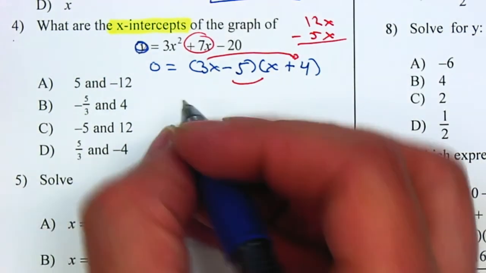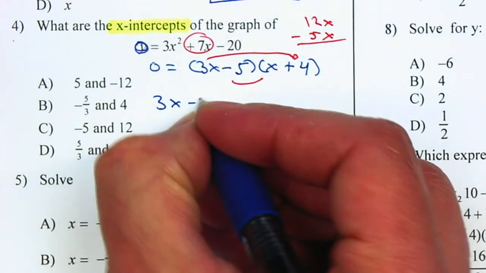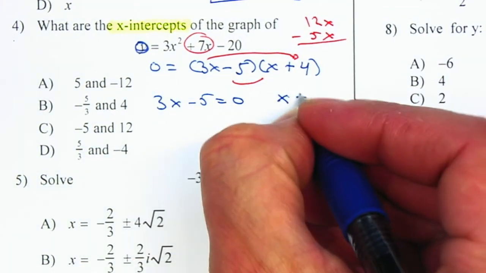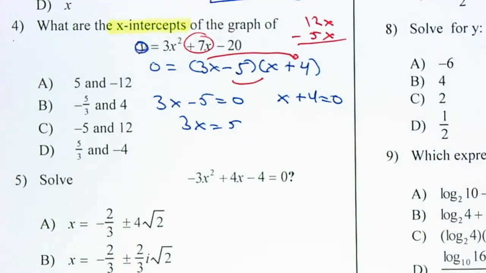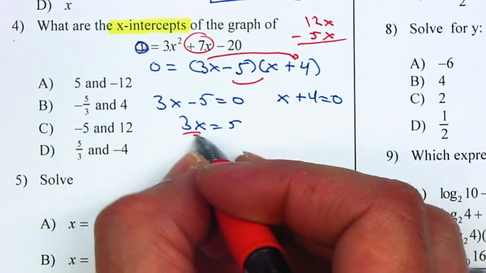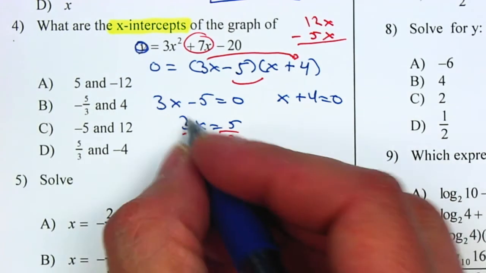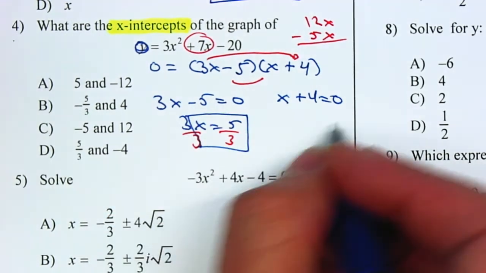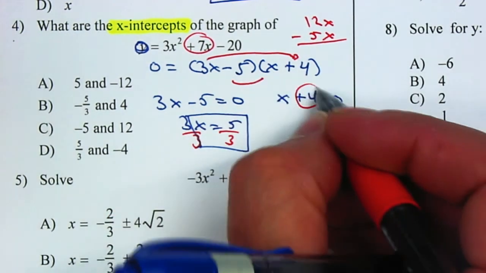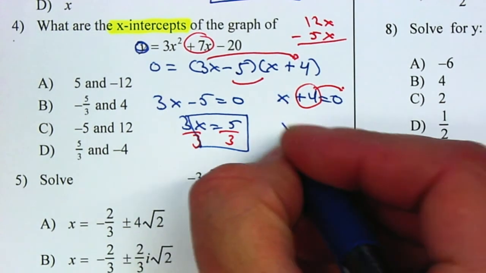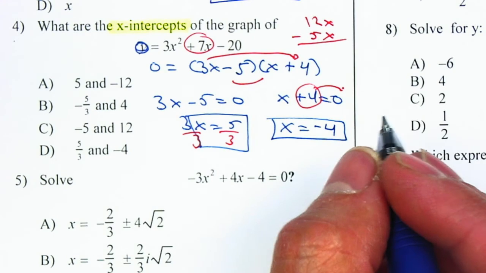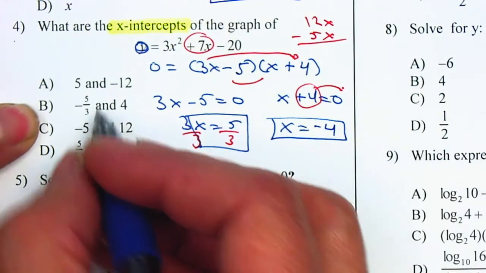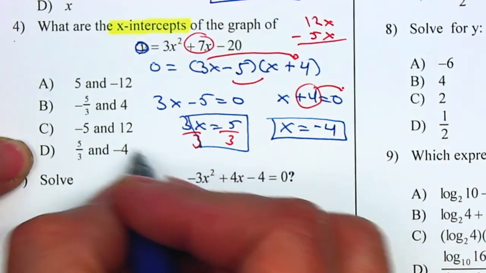Now, use my zero product property. 3x minus 5 equal to 0. X plus 4 equal to 0. Move the 5 to the right becomes a positive 5, and divide by 3. So it gives me x is equal to 5/3. Move the 4 to the right becomes a negative. X is equal to negative 4. So my answer is x equal to negative 4 and positive 5/3.